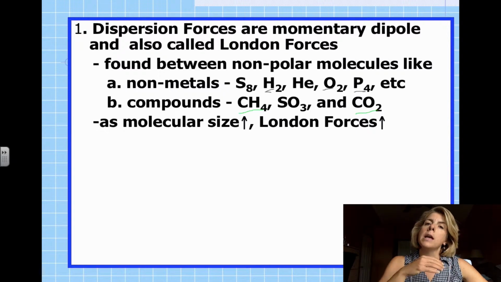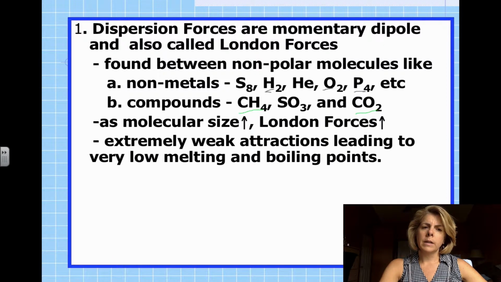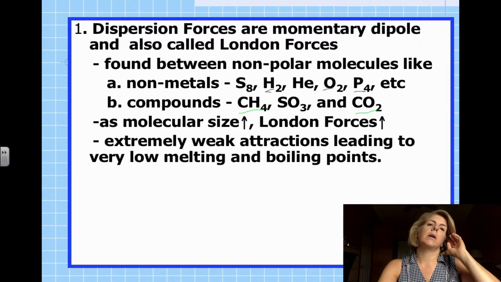Okay, now as molecular size increases, so does London forces. What does this mean? That means if you go down the periodic table in a group, the London forces are going to be stronger towards the bottom than they would be on the top. Now these are very weak attractions because there isn't overall polarity in the molecule. So notice that there are low melting and low boiling points because of this.